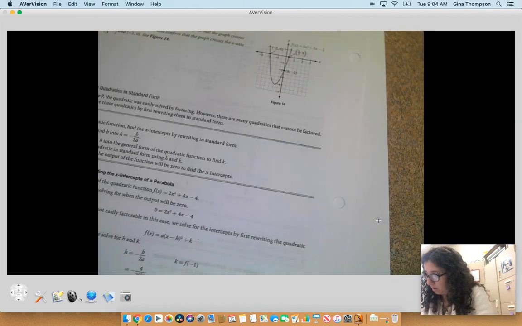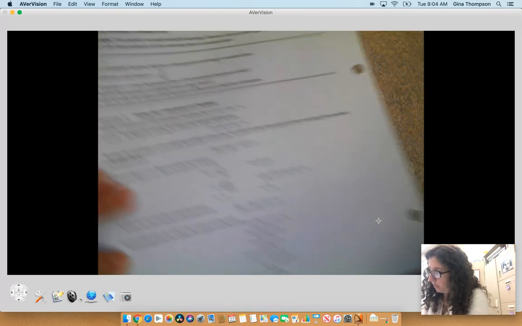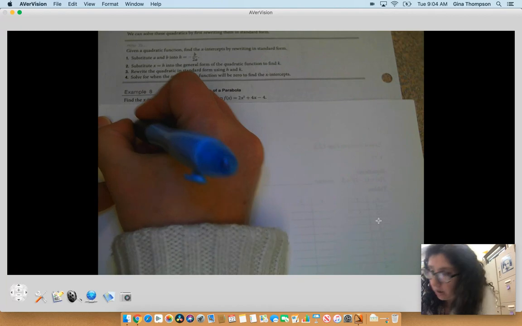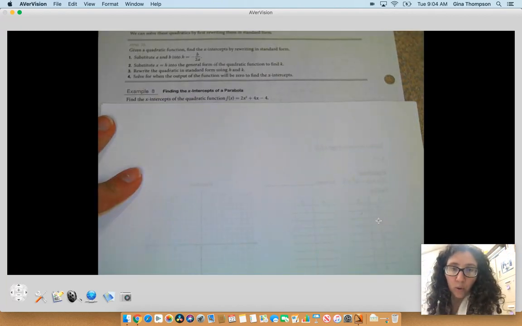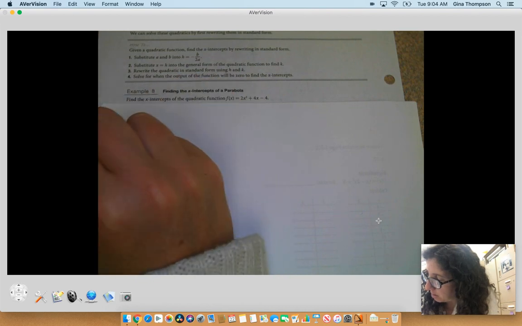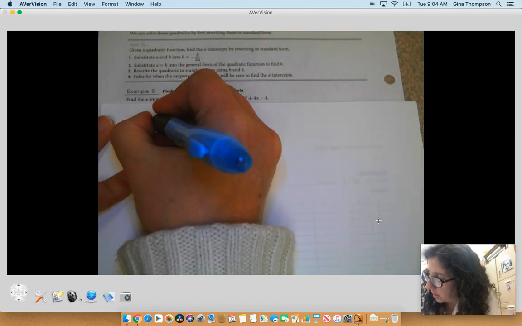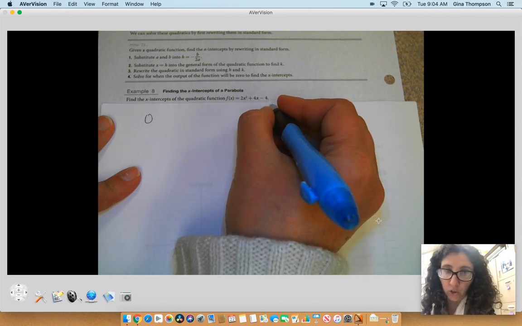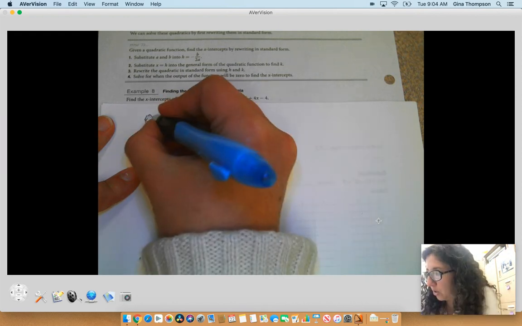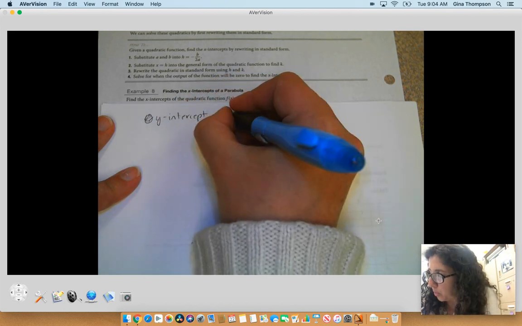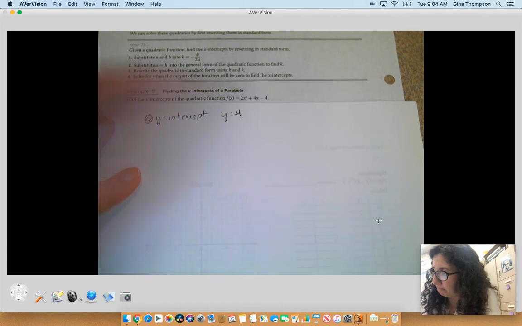What about this one? Find the x-intercepts of this function. f of x equals 2x squared plus 4x minus 4. How should we do it? Well, we know that the y-intercept is going to be -4, right? We can just look and see that. So we could write y-intercept is y equals 4, or -4, sorry.